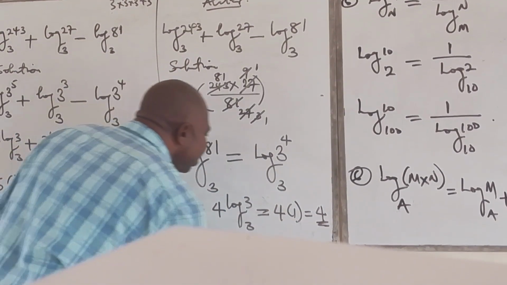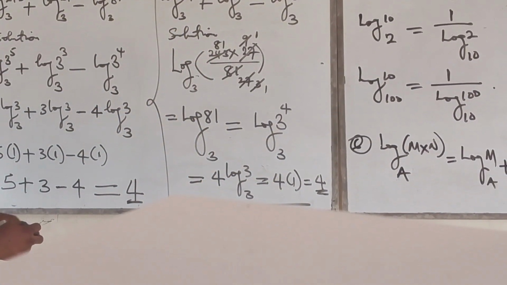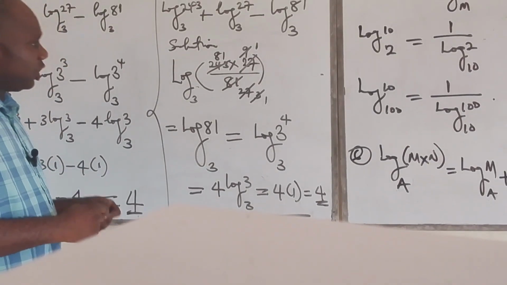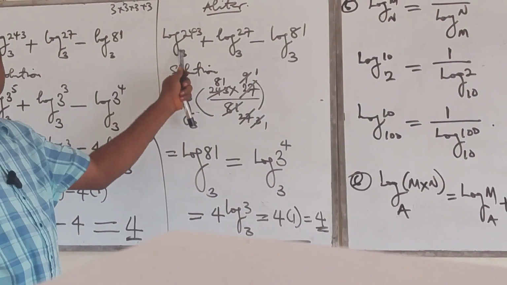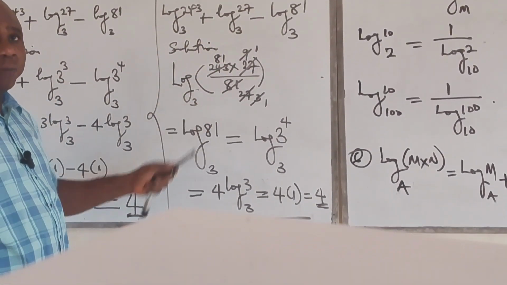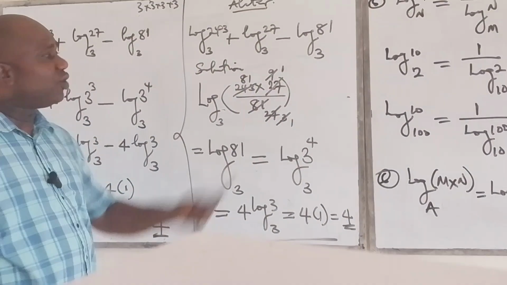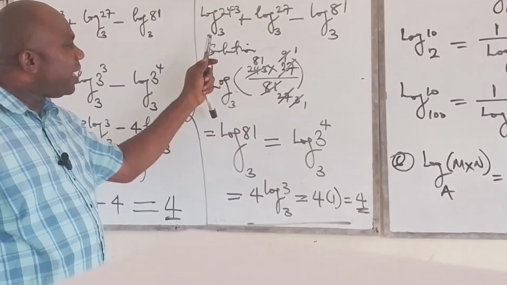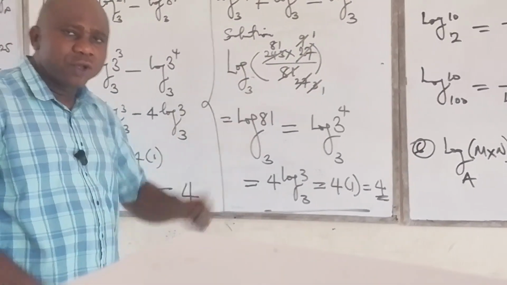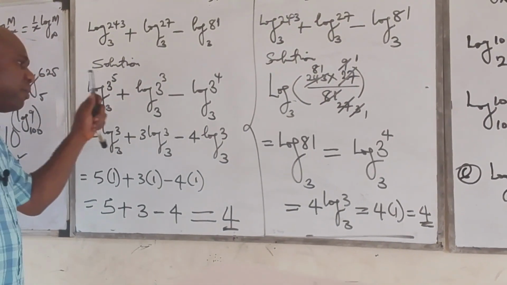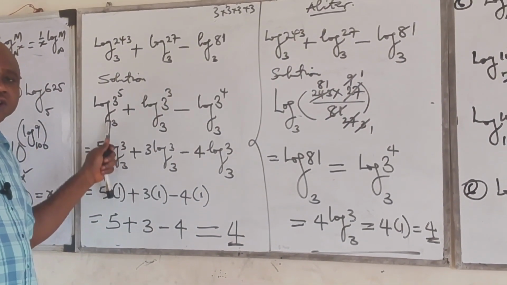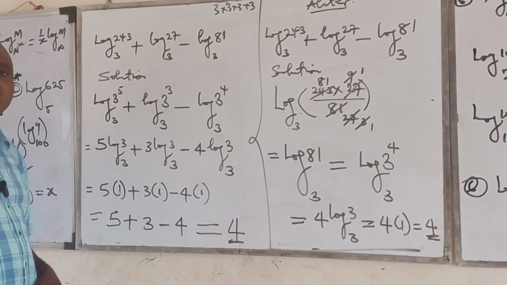So here we have seen that because we have a common base, that is all the bases are equal, 3, 3, 3, we applied the law. But when the bases are not equal, you cannot apply this law. Instead, you solve them individually. You solve this on its own, and the other one on its own.